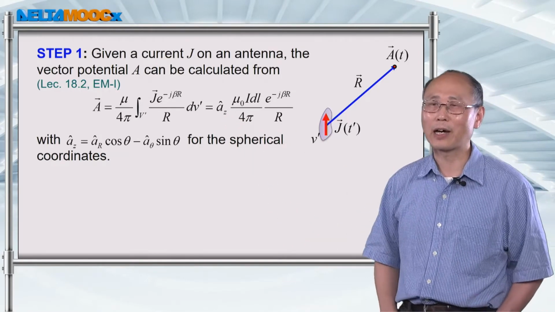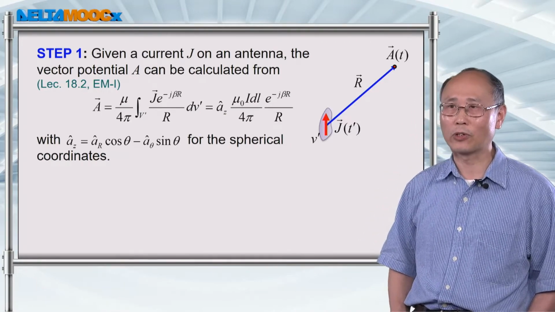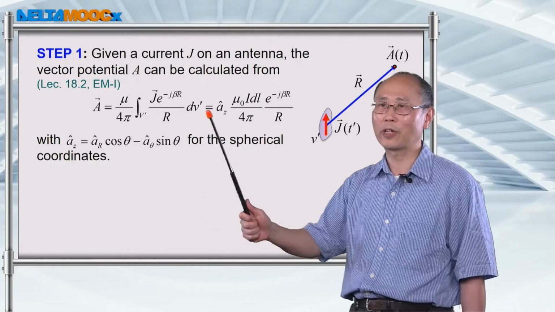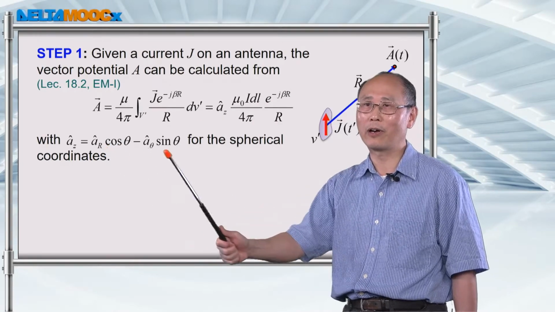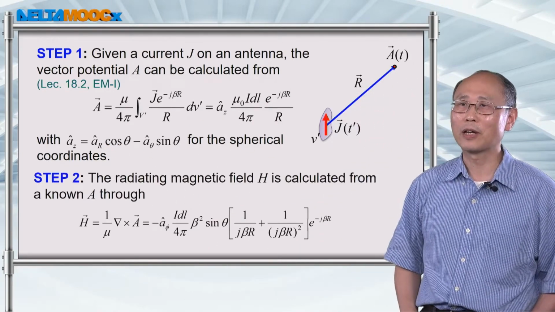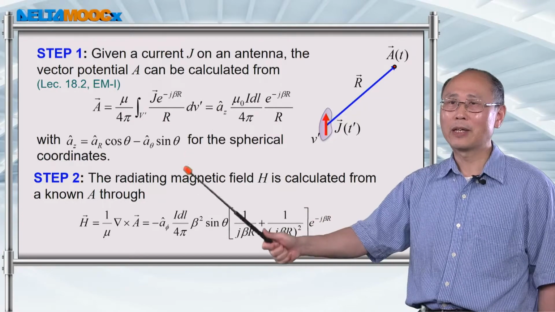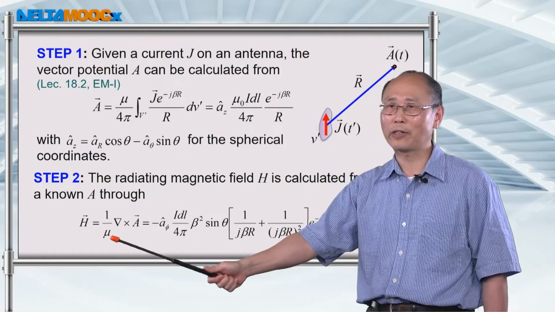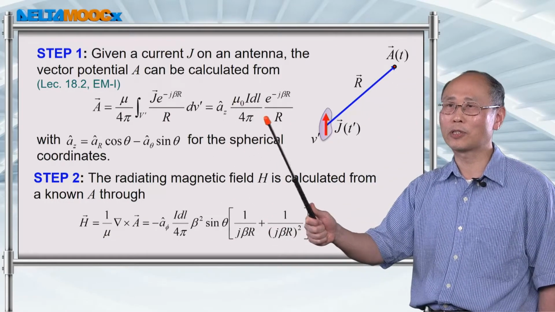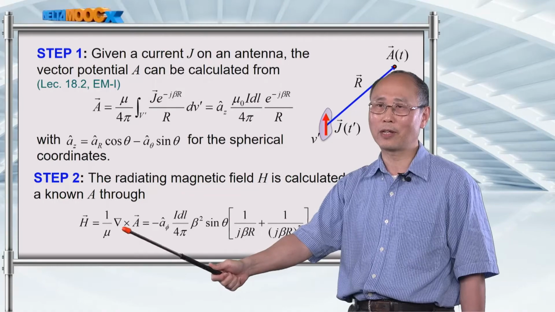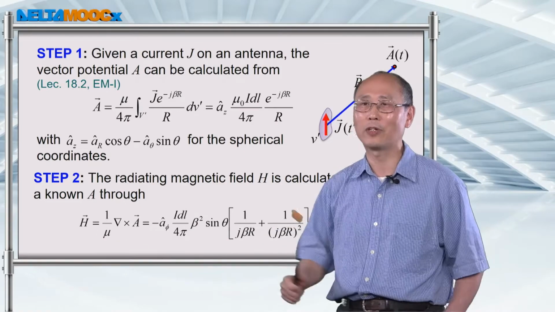But don't forget that we analyze an antenna problem inside a spherical space. Therefore, we have to convert this unit vector along z into unit vectors along r and theta for the spherical coordinate system. And once we have the vector potential, then we are in a position to calculate the magnetic field through this 1 over mu curl of A. So just put this expression into this formula, then you end up with this expression for your magnetic field.